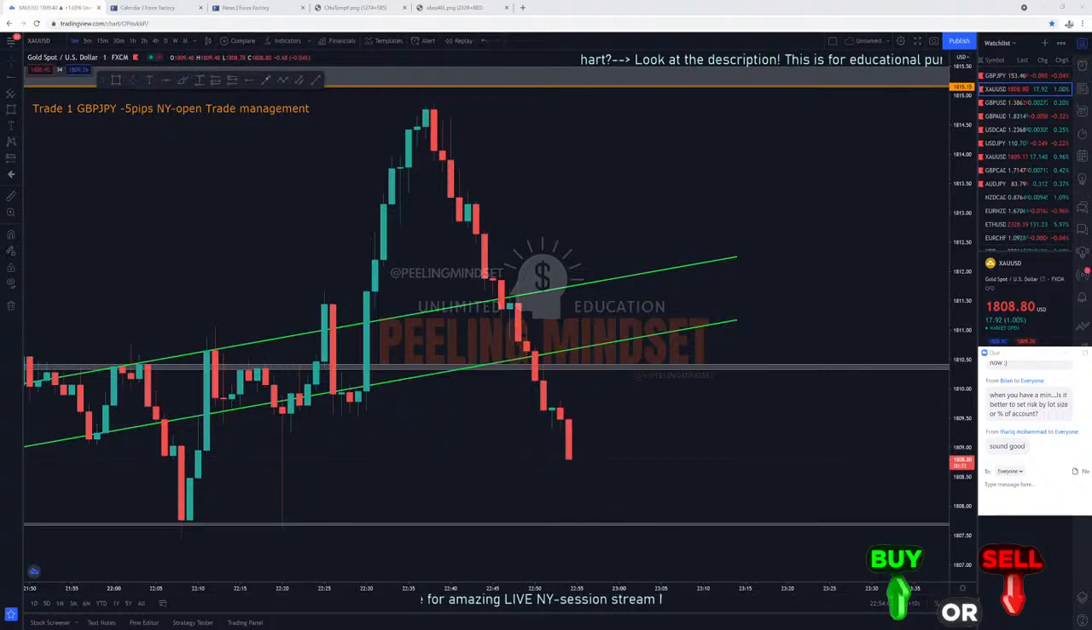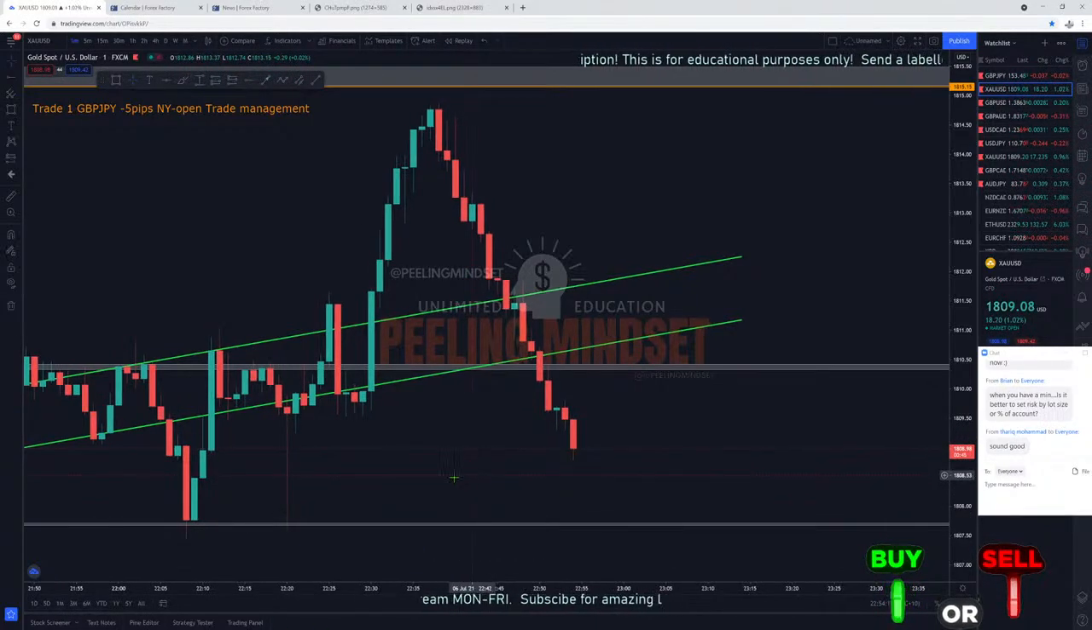Ooh. Wow. Gold is so fascinating, right? It moves so fast. It just moves so fast. It's kind of solid. I think the wick on the left-hand side could be targeted here.